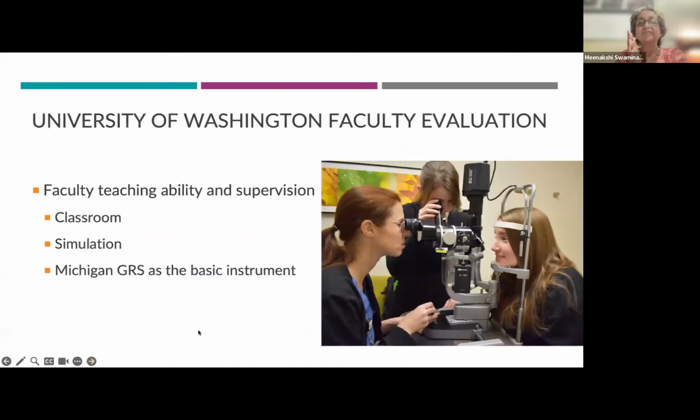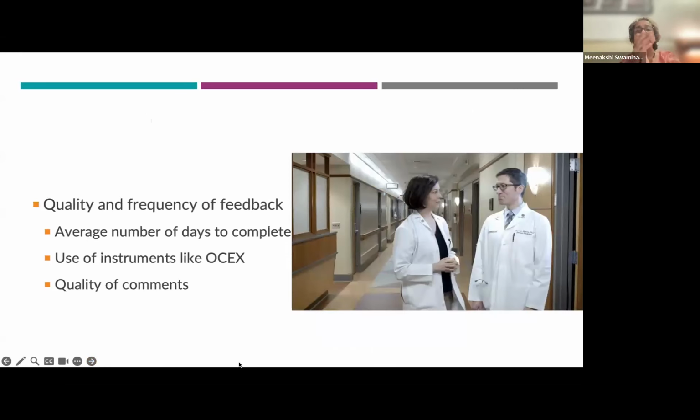So what does this faculty evaluation consist of? It basically talks about faculty teaching ability and supervision, about classroom simulation. They use something called the Michigan Global Rating Scale as the basic instrument. They also rate the faculty on how good they are at giving feedback, which means they have to rate the residents. What is the average number of days they take to complete the form? In other words, how invested they are in giving feedback. How commonly do they use instruments like OCEX, and what is the quality of the comments that they give in the feedback?